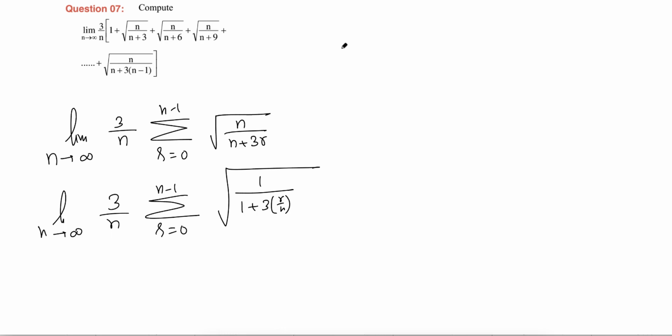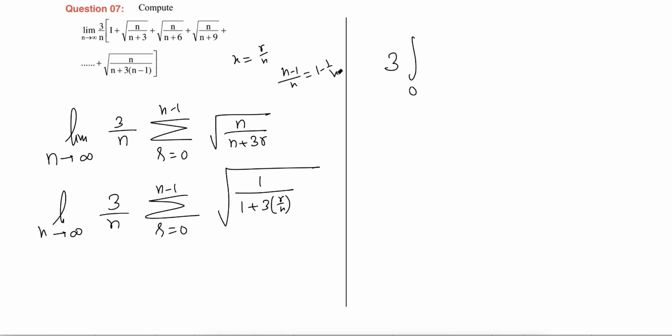So now r by n equal to x, and the limits: r equal to 0 to n minus 1. Look here, x equal to r by n, so if r equal to n minus 1, it will become n minus 1 by n, the limiting value 1 minus 1 by n. The limiting value is still 1. So root of 1 by 1 plus 3x dx, or you can say 3 into integral 0 to 1 dx by root of 1 plus 3x.